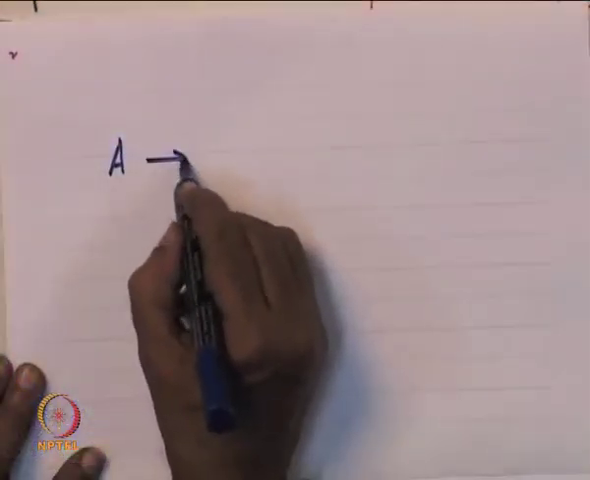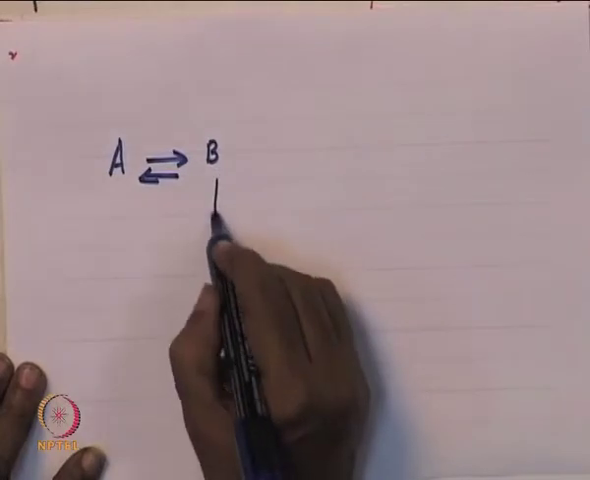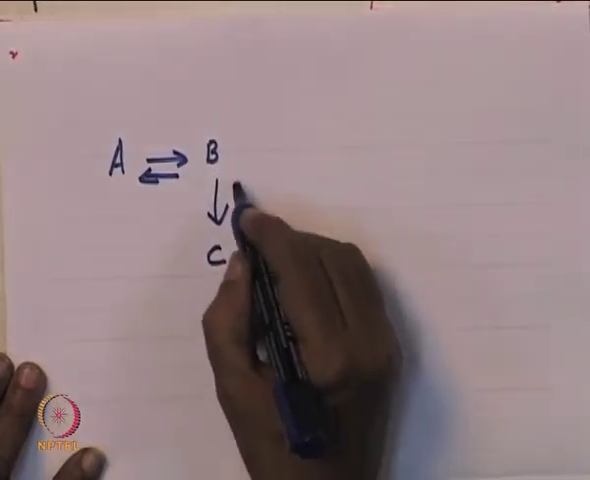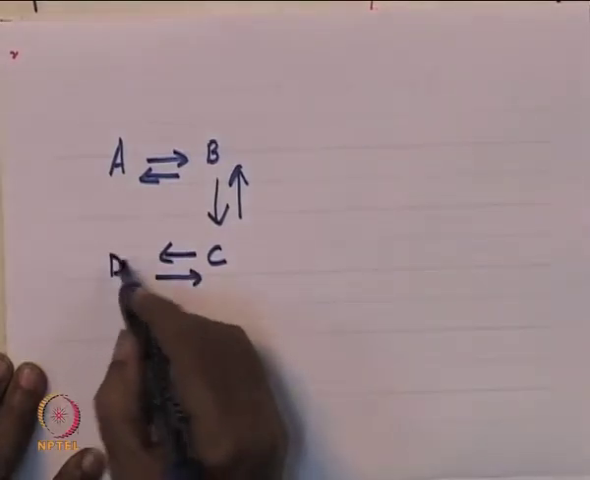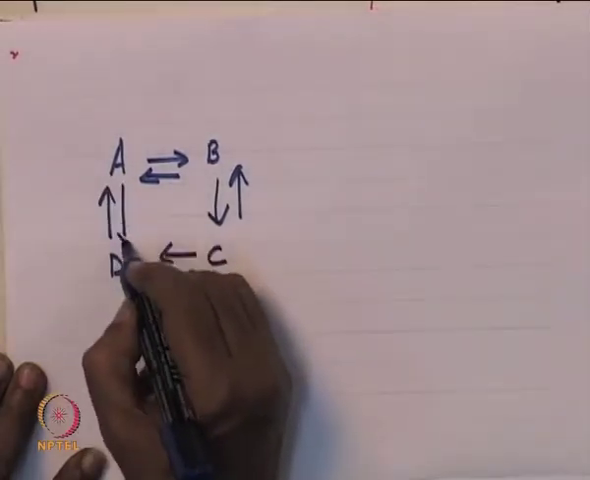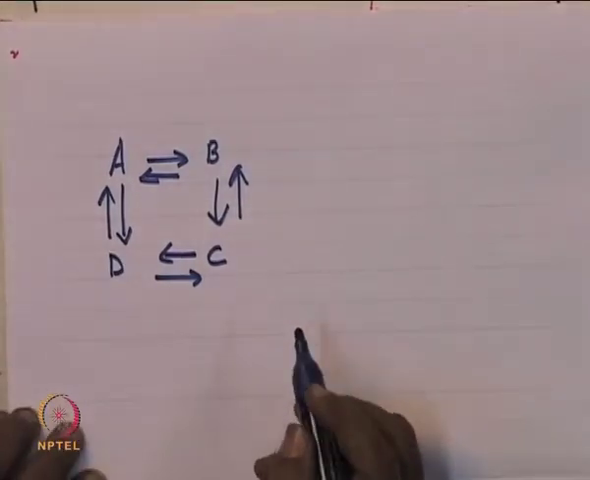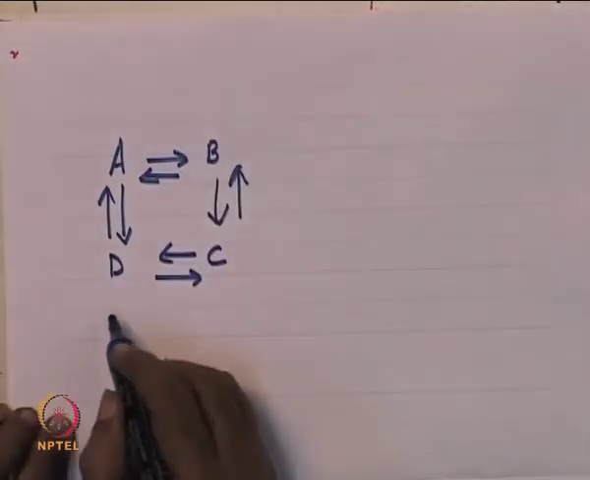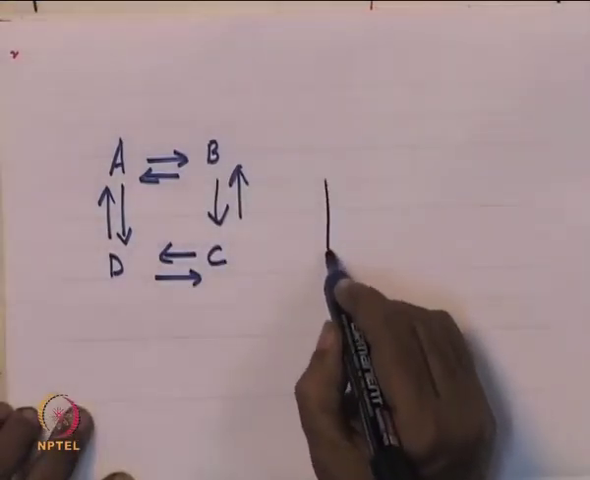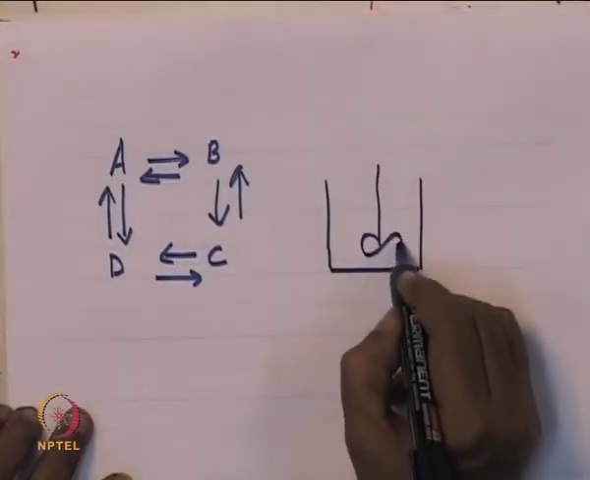there are multiple reactions: A goes to B, B goes to A, then C goes to A, C goes to D. So, this is the reaction we would like to look at. For the moment, we consider that all these reactions occur in a stirred tank.